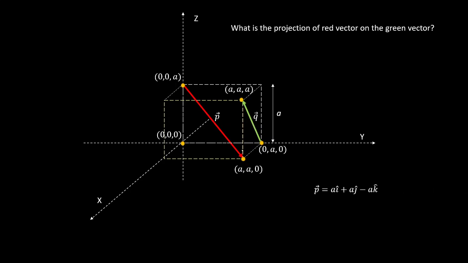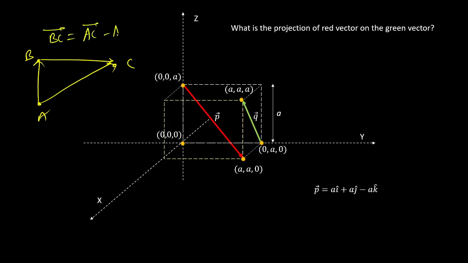The P vector can be written as a minus 0, a minus 0, and 0 minus a, i cap, j cap, k cap. This way you can write it, right? Because it's not even about the origin. If there is a point A, a point B and a point C, and you have a vector AB and a vector AC, then you can write the vector BC. That BC vector can always be written as AC minus AB.